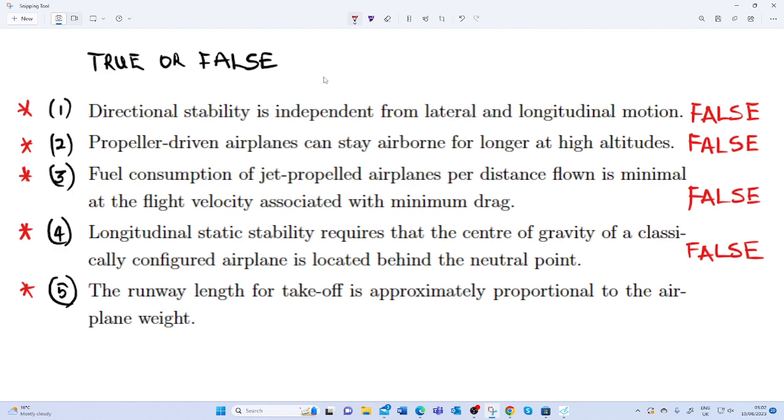This is false, because runway length is always dependent on one, the density of the air, two, the pressure, the runway, and the direction of the takeoff. So runway length is not dependent on the aircraft weight. So this is false.